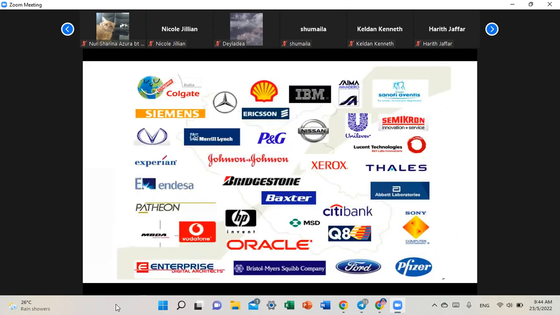Here you can see a lot of MNC examples: IBM, the computer company, and then Ericsson, Sony Ericsson, Ford, we have HP, Colgate, we have Bridgestone, Nissan, Shell, but not Petronas here. Petronas is also an MNC.